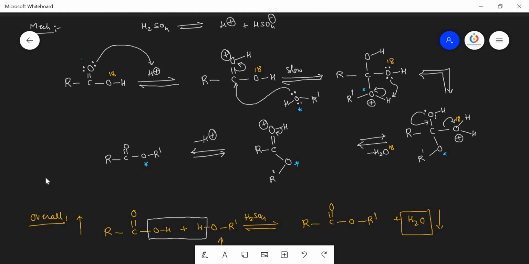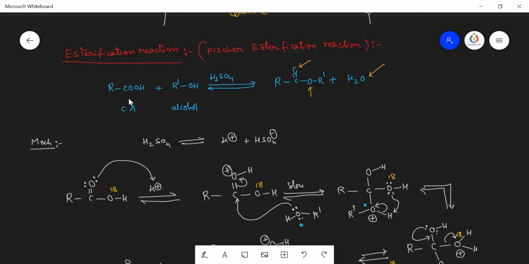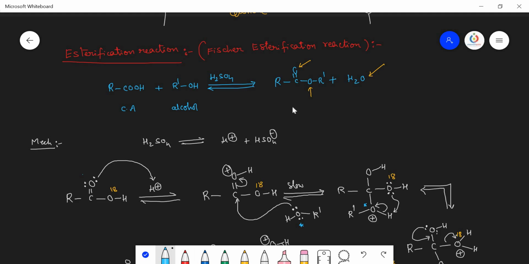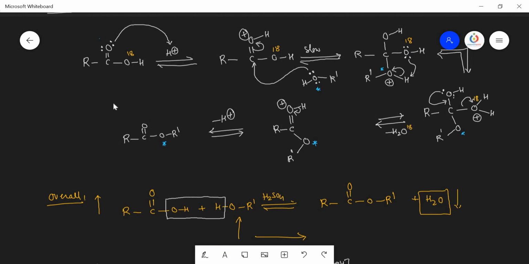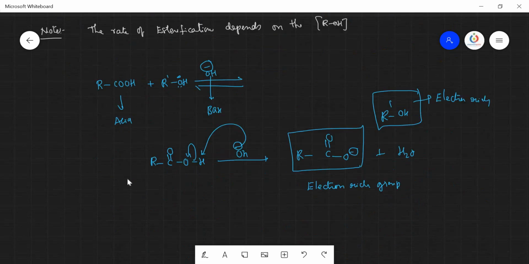This is the ester. So basically, the Fischer esterification reaction definition is: carboxylic acids react with alcohol in the presence of acid to produce esters, and this is called the Fischer esterification reaction. Let us see some examples of this category. Very good examples are there.